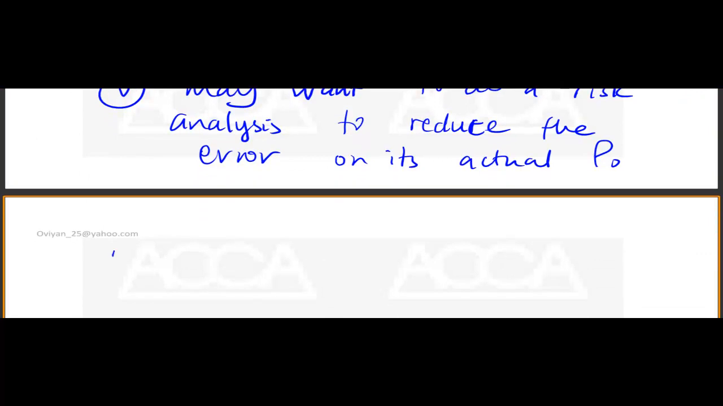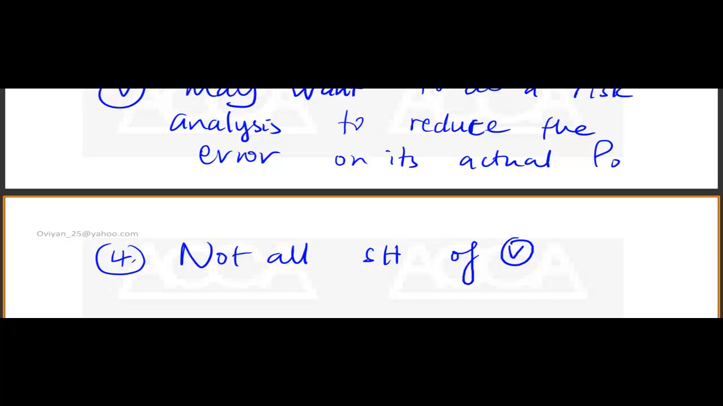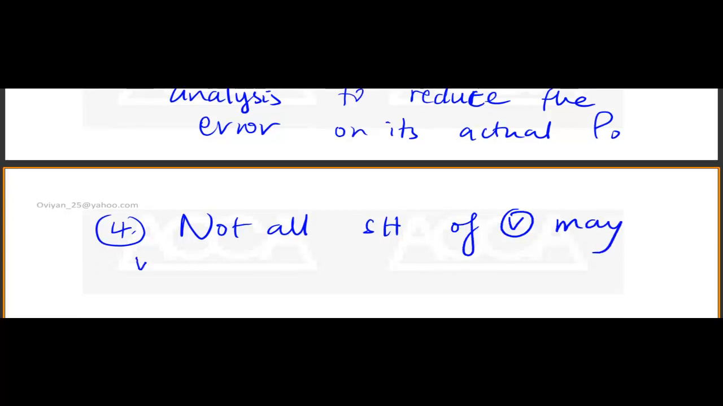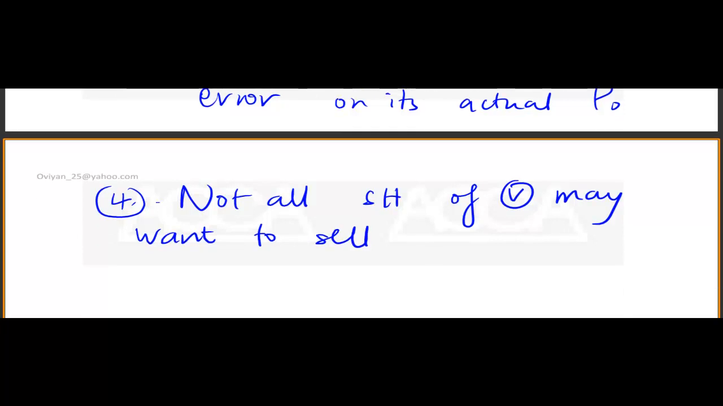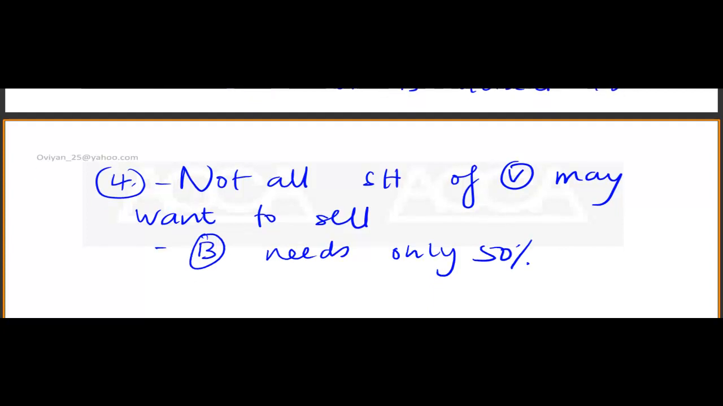Fourth point: not all shareholders of Venitra may want to sell. Not all Venitra shareholders may want to sell. Remember, Bergoni needs only 50% and more to control.